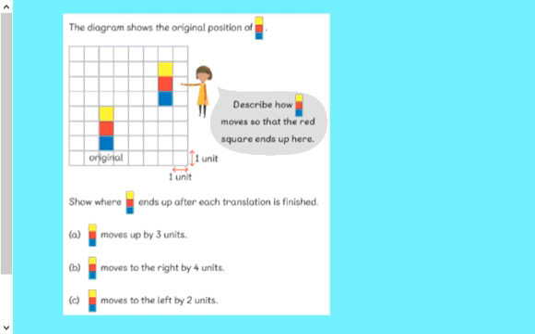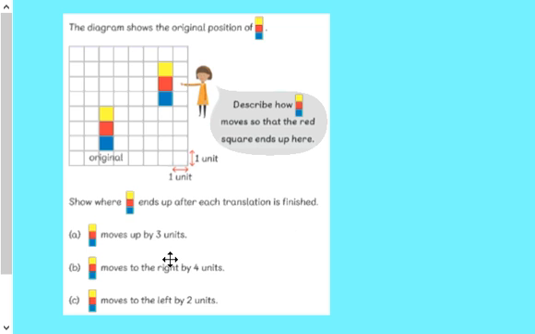Okay, this next question is asking you to translate this shape from here to here. The young lady is saying, could you describe how this shape moves so that the red square ends up on top of the red square? Always have a look at this question, and while you're working, press pause, and when you're ready to hear me talk about it, press play. So press pause now.